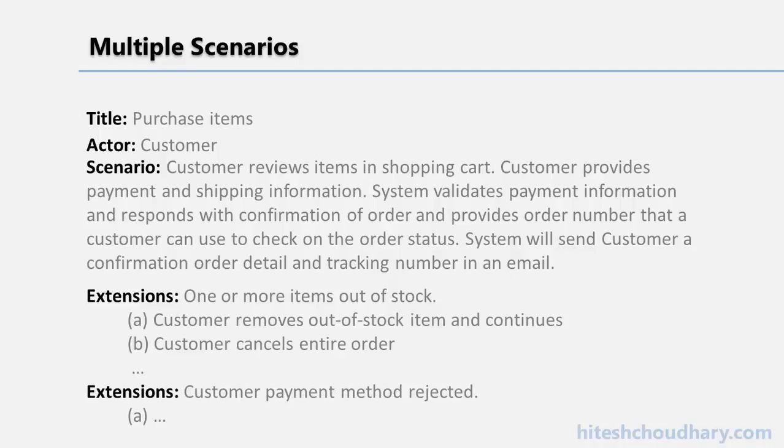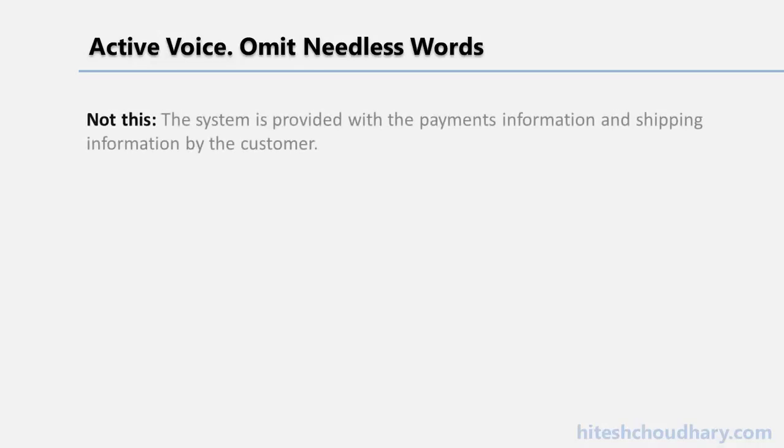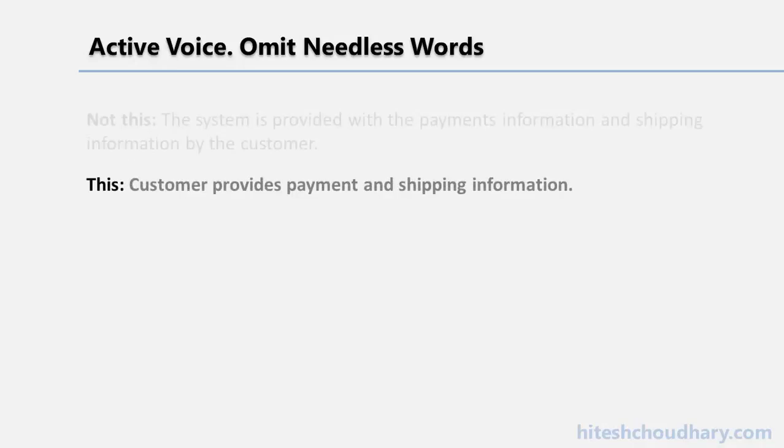Again, you could write these as paragraphs, or you could write them as a number of steps. We are going for readability and ease of use, and ease of creation over these formalities. When you are writing, use active voice, omit needless words, omit needless details. It's very common to see sentences like the system is provided with the payment information and shipping information by the customer. But you could just easily say customer provides payment and shipping information. Active voice, easier to read, short, readable, concise.